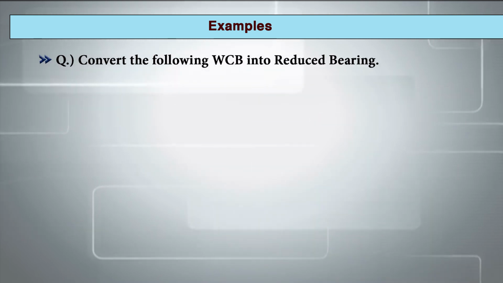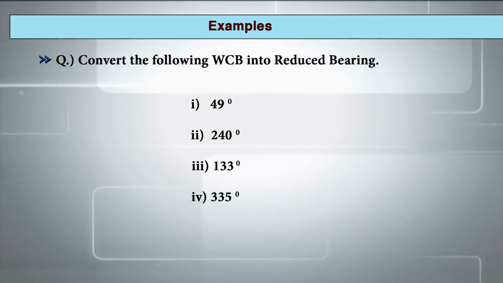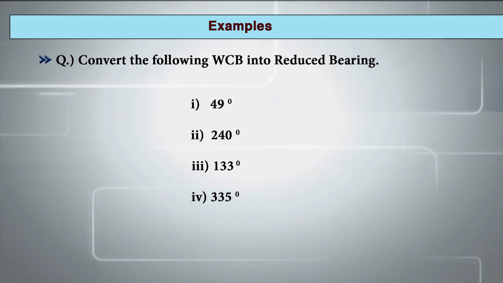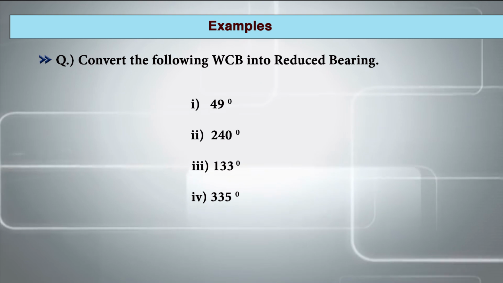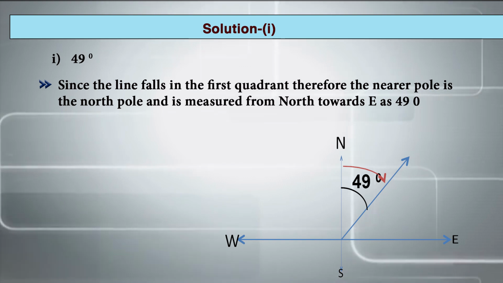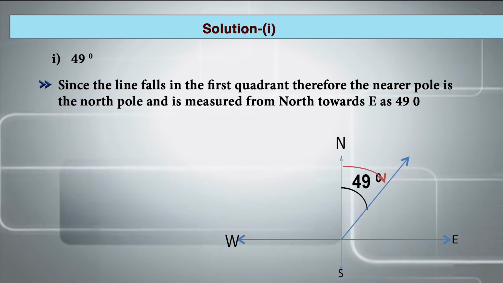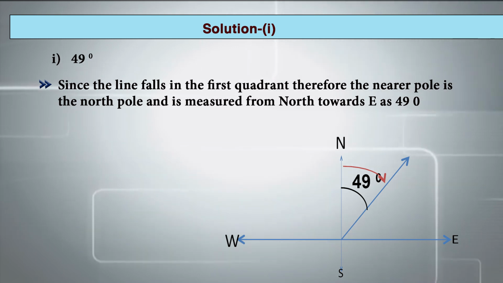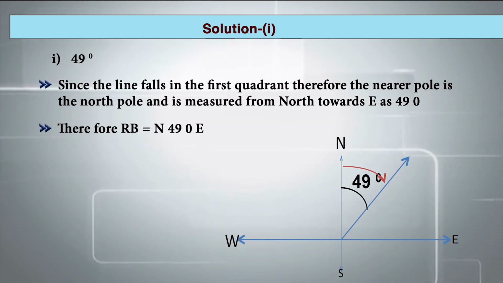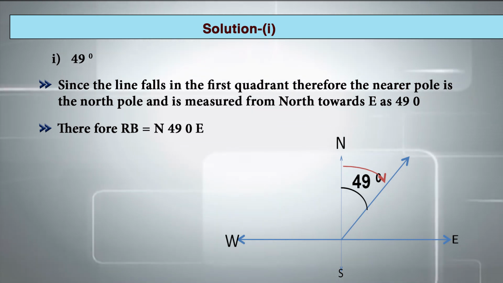Firstly, we convert the following WCB into reduced bearing systems. These are some questions in WCB system and we have to convert them into reduced bearing. The first question in WCB is 49 degree. Since the line falls in the first quadrant, the nearer pole is the north pole and it is measured from north towards east as 49 degree. Therefore, reduced bearing for this question will be north 49 degree east. There will be no change in the angle.